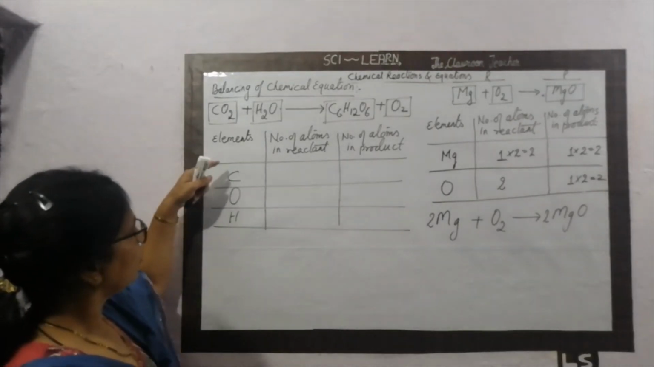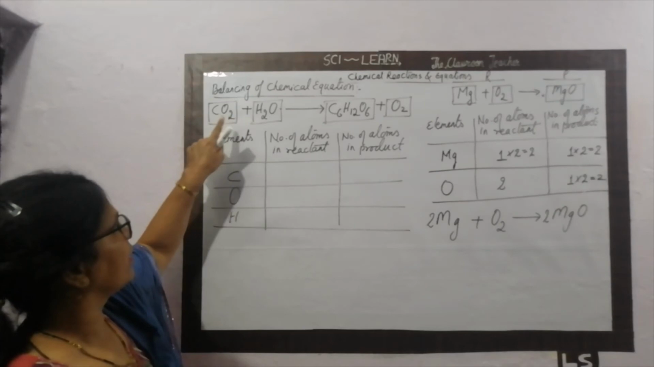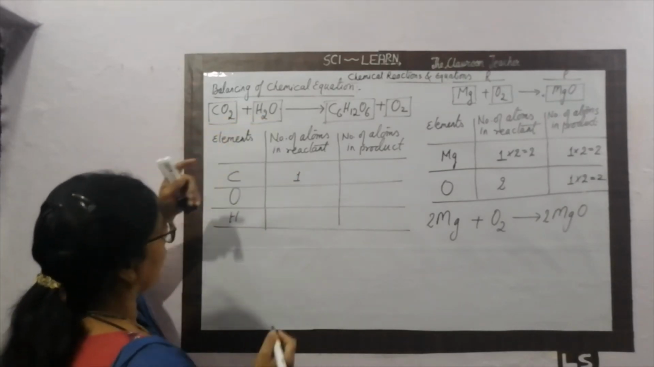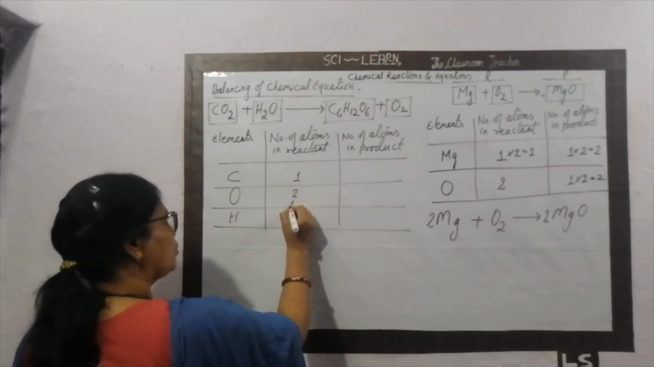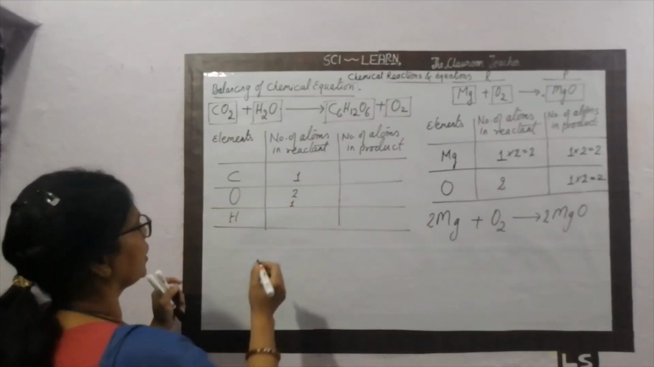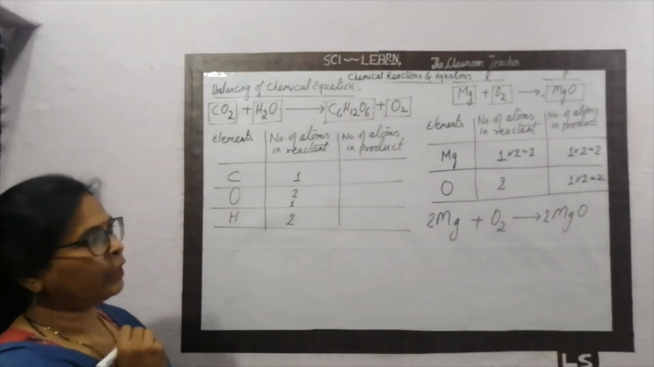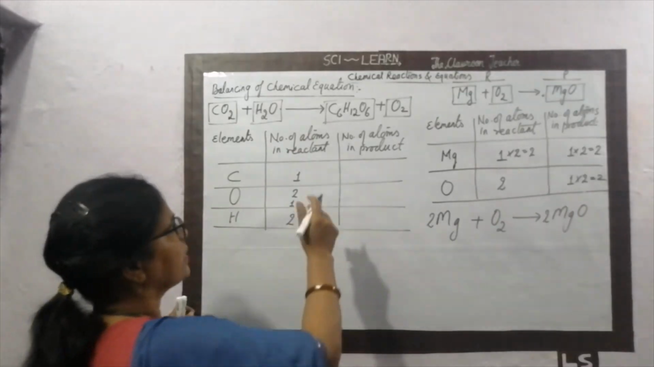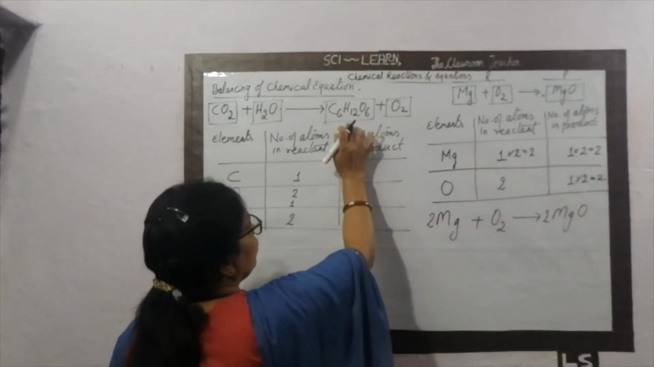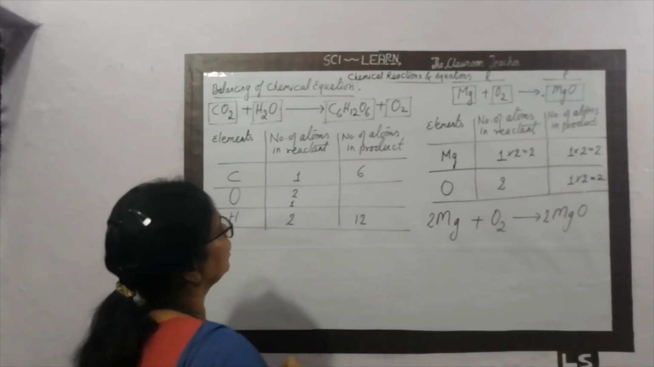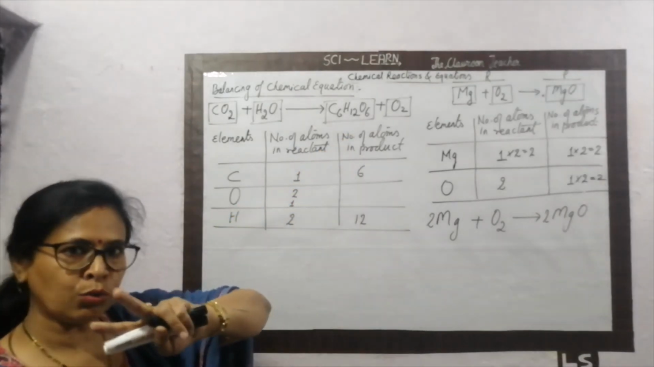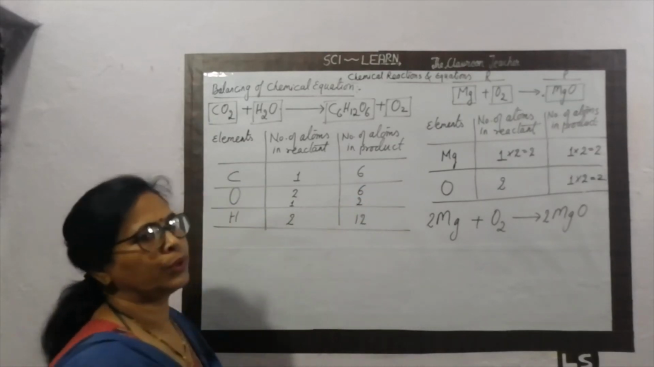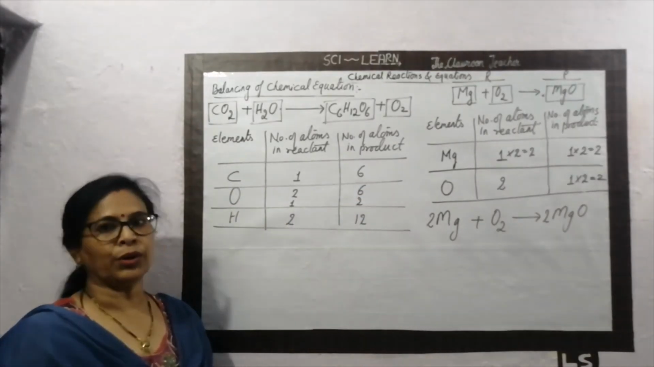Now count the number of C, O, and H in reactant. C, only 1 is there. O, here 2, and here 1. I am going to write it separately. 2 and 1. Okay. And H is 2 here. Now go and count the number of this atom in the product side. C is 6. H, only one place is there, and it is 12. What about the O? O is placed in 2 places, and in one place it is 6, and in another place it is 2 in number. Okay. Now we are going to balance it.